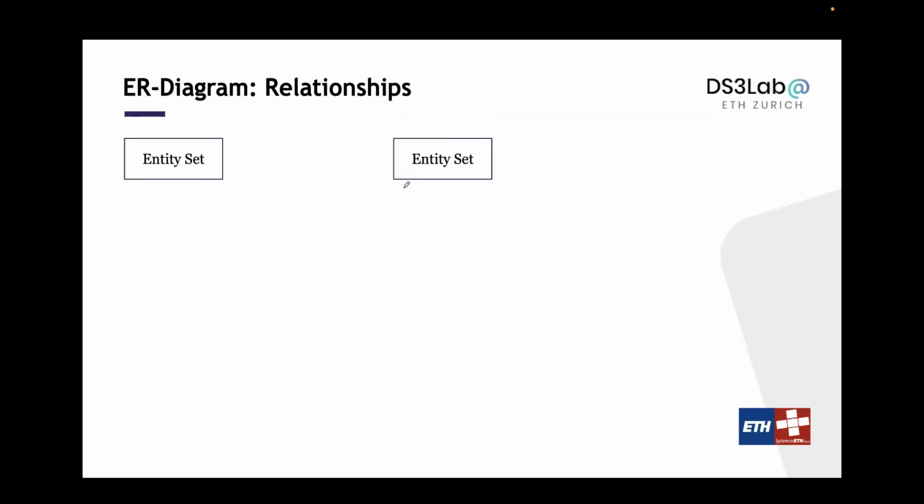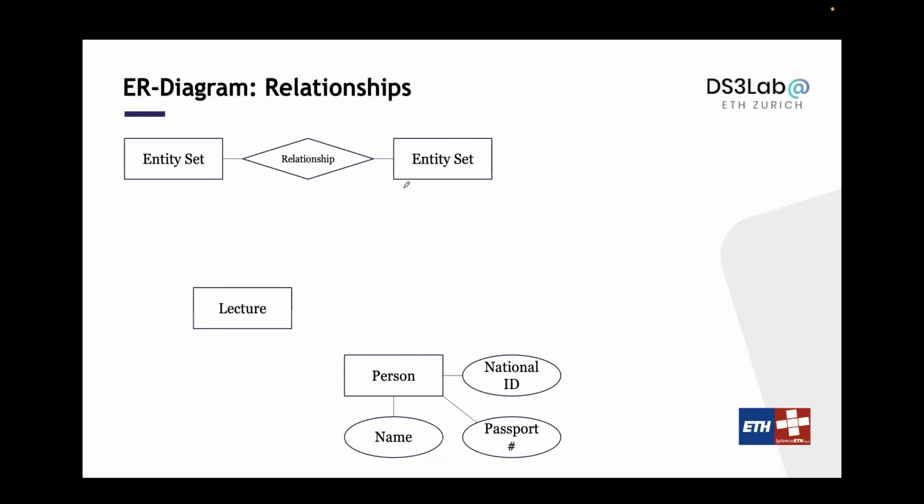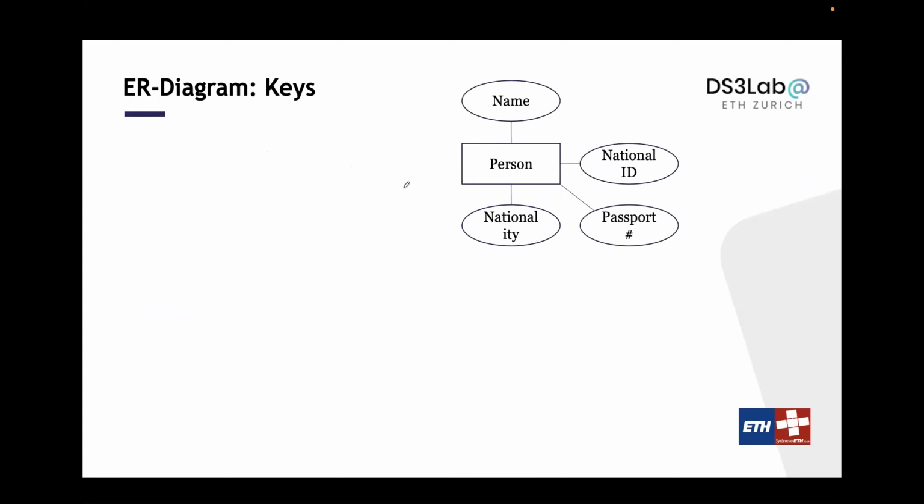And you can also specify relationships among different entity sets. So this is a binary relationship. You have a person, for example, and you have a lecture. You can have person teach lecture, connected between them by this diamond shape. You could have, for example, person takes lecture, to have something like this.